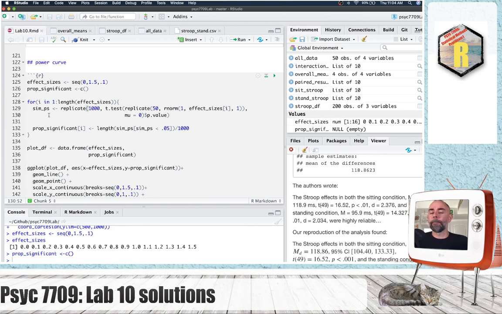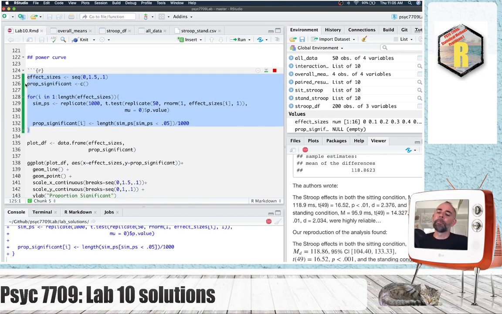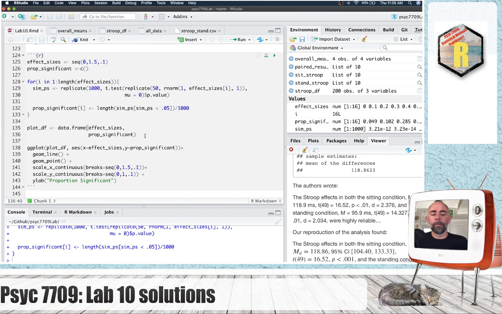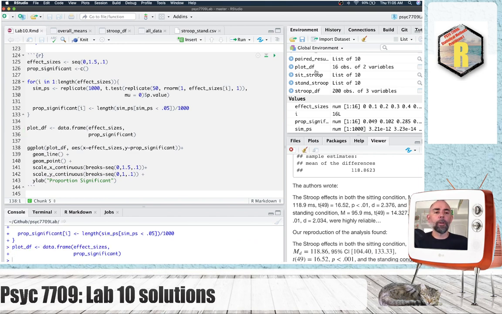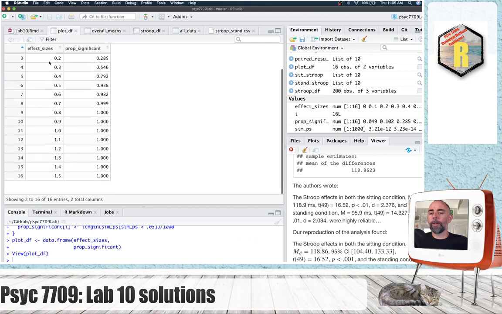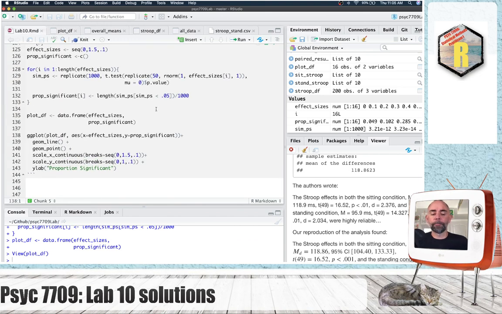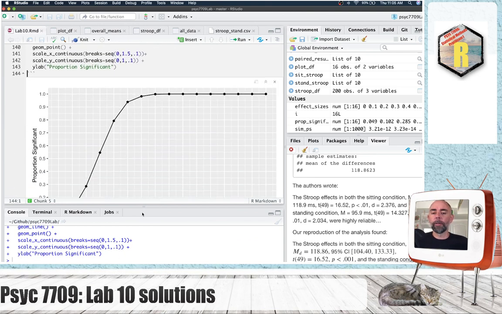And at the end of conducting these 1,000 simulated experiments, we can ask the question, how many of the simulated experiments provided a p-value of less than 0.05? So let's do all of those things. It takes 15 seconds or so. Then I've just created a summary data frame for each of the effect sizes, the proportion of simulated experiments that had p-values less than 0.05. Finally, we've plotted the results here.